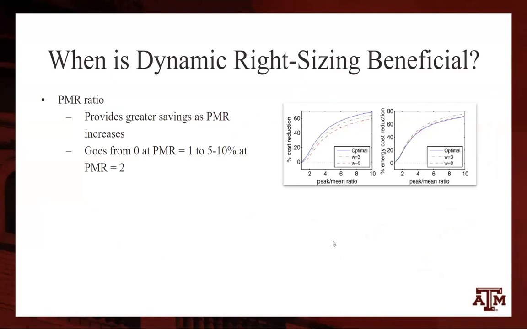And then the PMR ratio, as discussed earlier, refers to the peak to mean ratio. Dynamic right sizing exploits the gaps between peaks and valleys in the workload and provides larger savings as this gap increases. So as the peak to mean ratio increases, there is also an increase in cost savings. So it was found that cost savings go from 0 at a peak to mean ratio of 1 to 5 to 10% at a peak to mean ratio of 2.